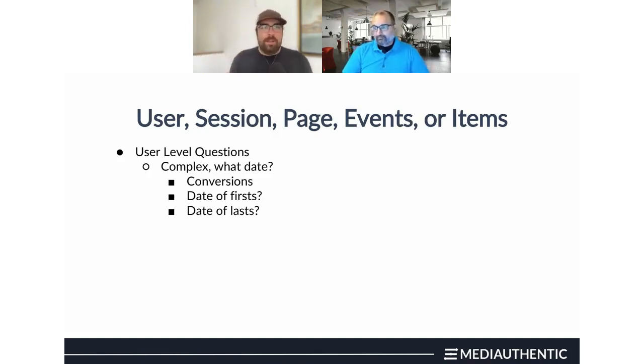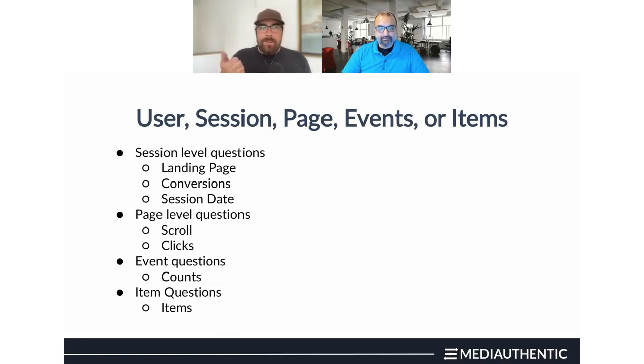For example, if you ask a user level question and you say, hey, how many users saw the thing yesterday? Well, what if they saw it yesterday and they bought today? Which date are we going to use, right? Those are problems that you're going to encounter, and we have to start to think about and ask better questions. For sessions, you might have landing pages, conversions, session dates. For pages, you might have scrolls and clicks. Maybe for event questions, you have event count, or the number of sessions that did that event. And then maybe you have item questions of what people have in their carts, right?